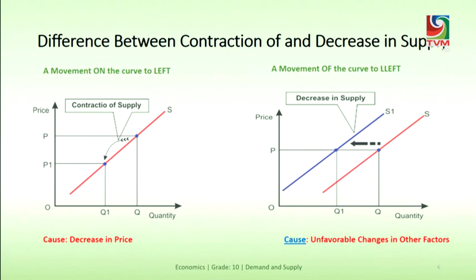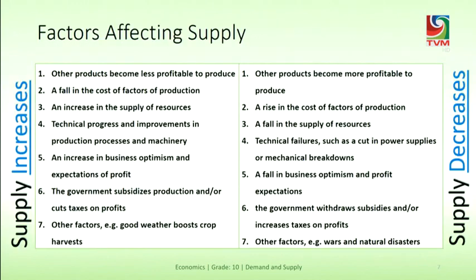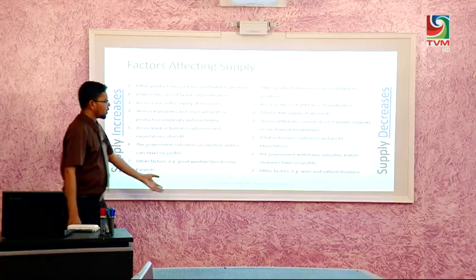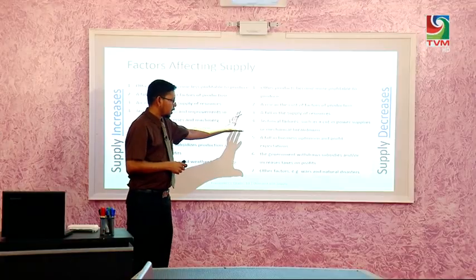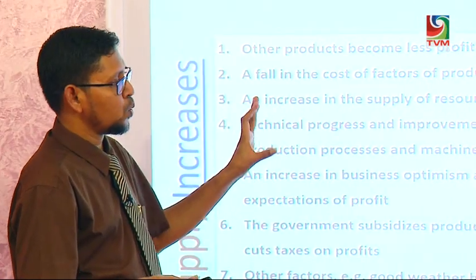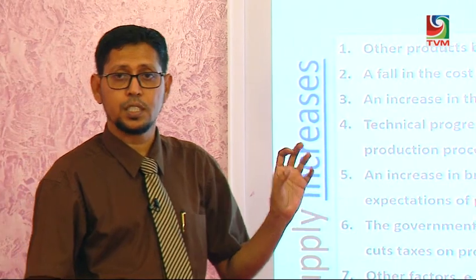So let's see some of the factors that would increase the supply, and some of the factors that would decrease the supply. Once again, you can have this written on your own paper. You actually write it. Don't have the printed copy of this. You write on your own. These things you can write, and then you can use this as a reference to answer the questions.